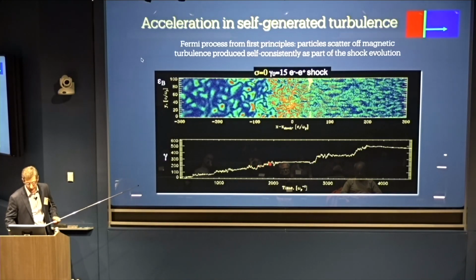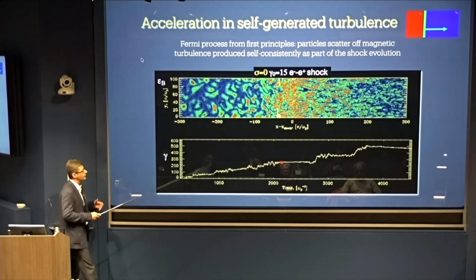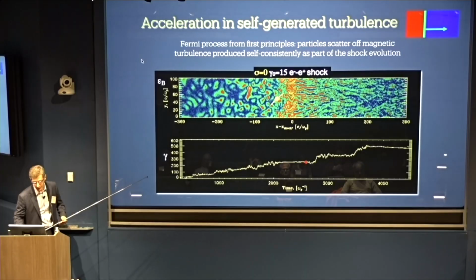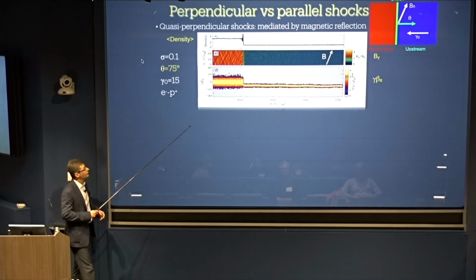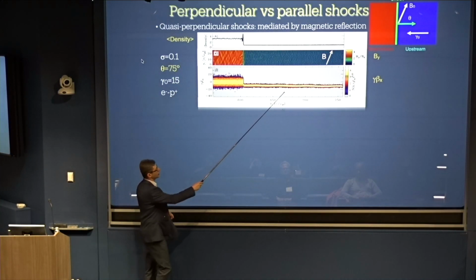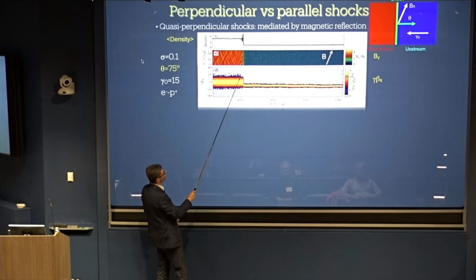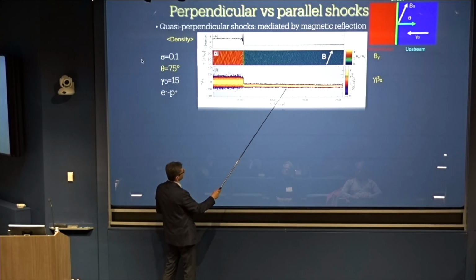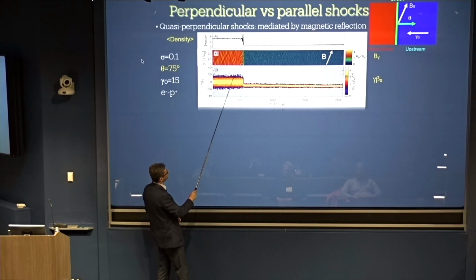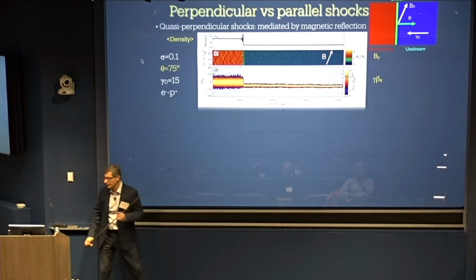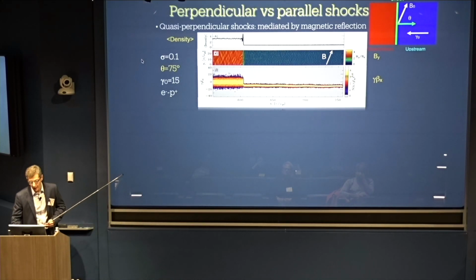If we increase the magnetic field, if we add some background magnetic field, then inclination of the field becomes important. And if the field is sufficiently oblique, then no particles are reflected. This is the phase space showing the incoming flow with negative momentum. This is the downstream thermalized, and then nobody is going back upstream. So you don't see any positive momentum particles. So you can kill acceleration.